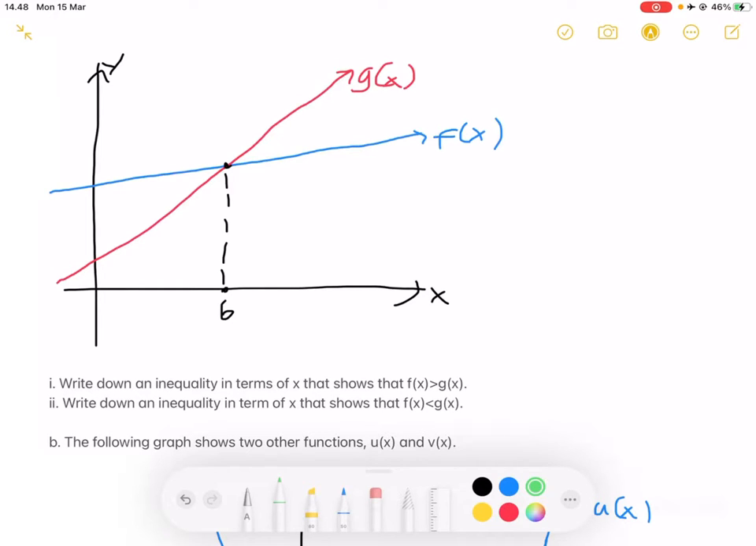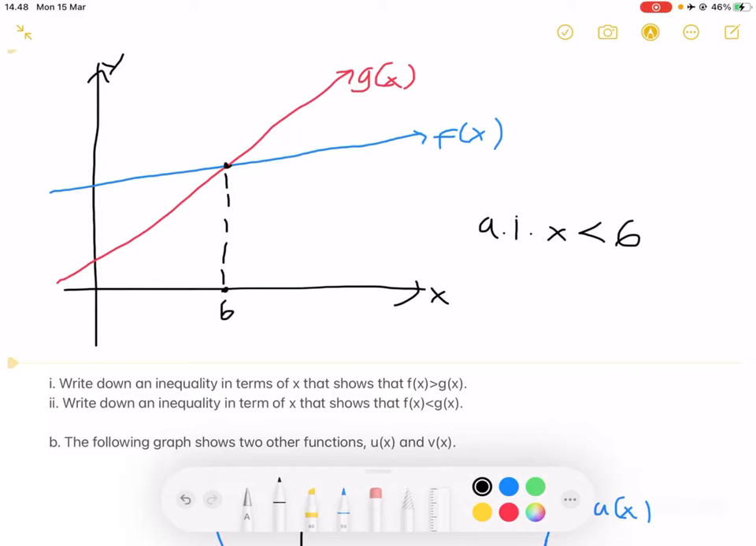So as you can see, it is at these parts right here, and these parts are on the left side of 6, which means the x inputs must be less than 6. So for part 1 of part A, the right inequality is x is less than 6.